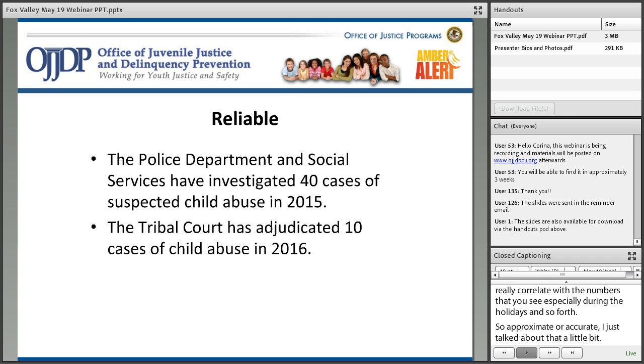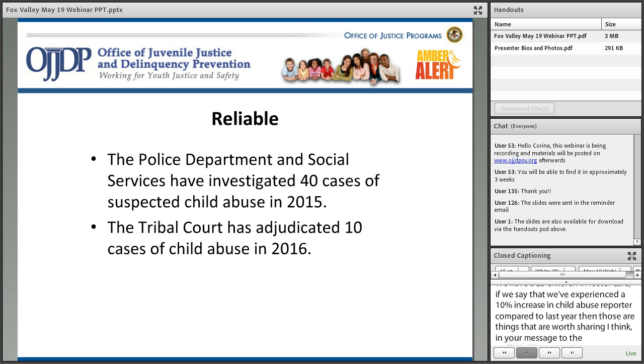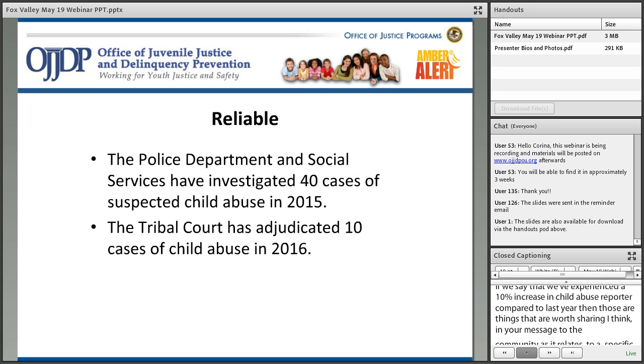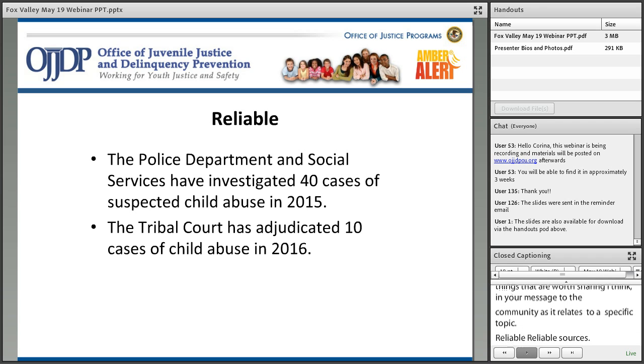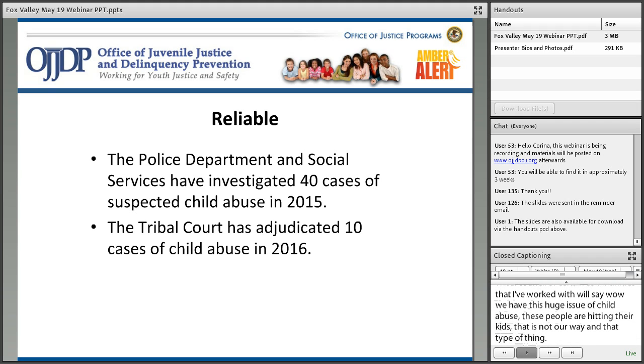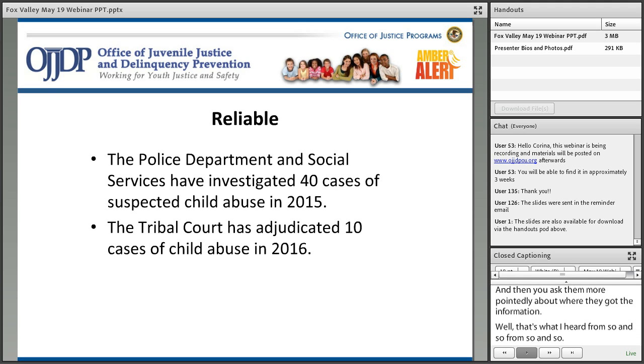Reliable sources. Tribal council for certain communities that I've worked with will say, wow, we have this huge issue of child abuse. You know, these people are hitting their kids. That's not our way, and that type of thing. And then you ask them more pointedly where they got the information. Well, that's what I heard from so-and-so. I know our leadership wants to take full advantage of trying to help us as service providers, but sometimes we really need the numbers coming from the sources who actually deal with these cases.